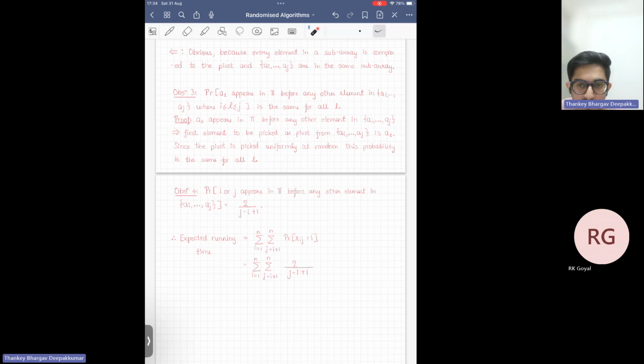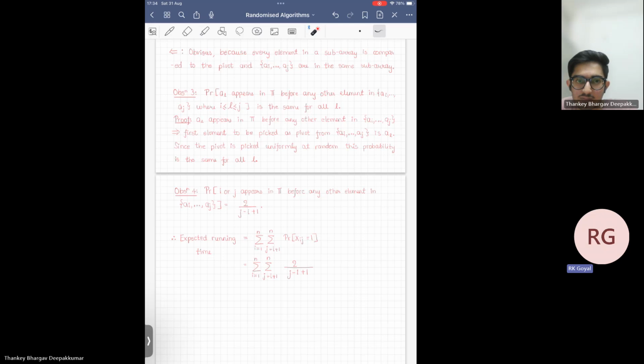For one element, it is 1 over J minus I plus 1. So for two elements, I or J, these events have no intersection, so their union would be just their sum. It cannot happen that AI was picked as a pivot first and AJ was also picked as a pivot first. Either AI was picked or AJ was picked. Both can't be picked together as first.